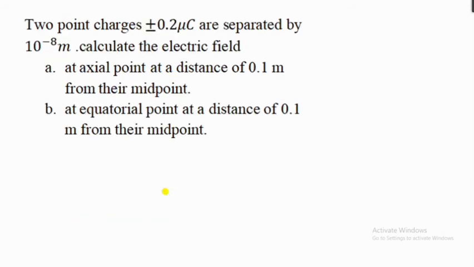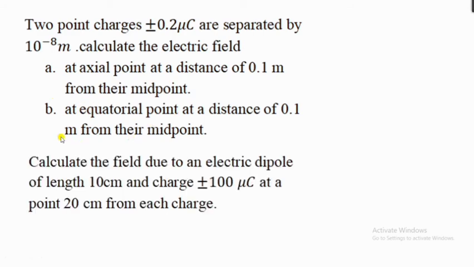This is another question. Two point charges plus minus 0.2 microcoulomb are separated by a distance of 10 to the power minus 8 meter. Calculate the electric field at an axial point at a distance of 0.1 meter from their midpoint, and next at an equatorial point at a distance of 0.1 meter from their midpoint. Here the distances are not comparable, our distance r is greater than a, so you have to use the second formula for finding the electric field at the axial point and equatorial point. So you can try it by yourself.